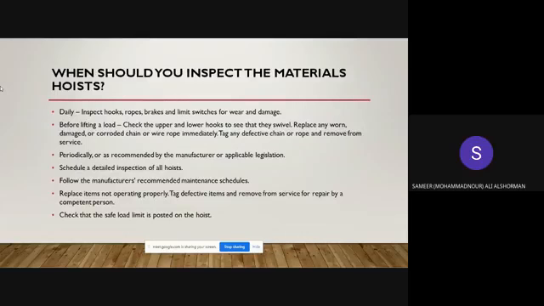When should you inspect the material hoist? Daily, inspect hooks, ropes, brakes, and limit switch for wear. Samir, go to your conclusion. Before, okay.